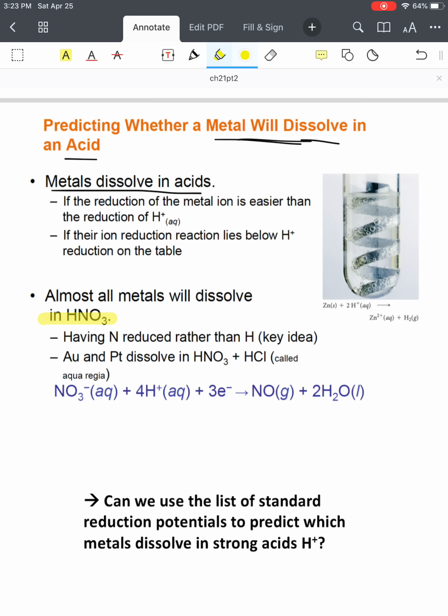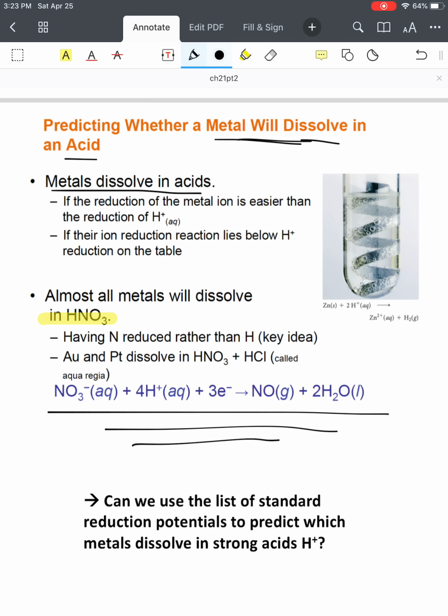The key idea to understand is this reaction. HNO3, nitric acid, is a strongly oxidizing acid. In fact, chemists often use concentrated solutions of HNO3 to dissolve metals. And the reason why it works is not so much the H+ component, which is freely donated, but the nitrate ion component.